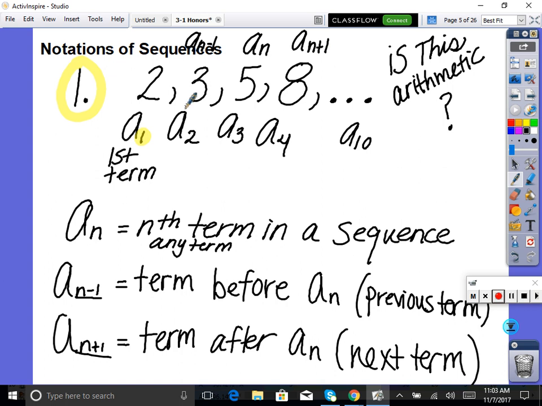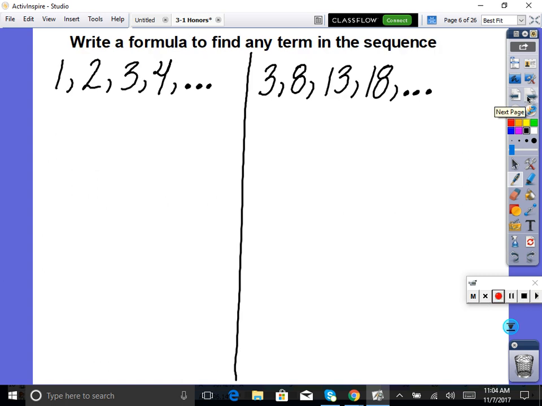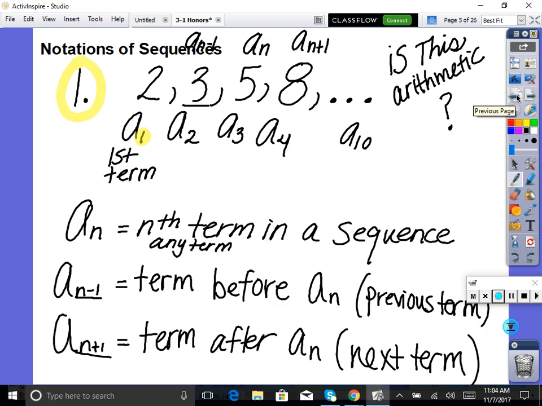If a sub n is 3, what's a sub n plus 1? 5. What would a sub n minus 1 be? 2. Okay, good. You guys get the notation then. Awesome.